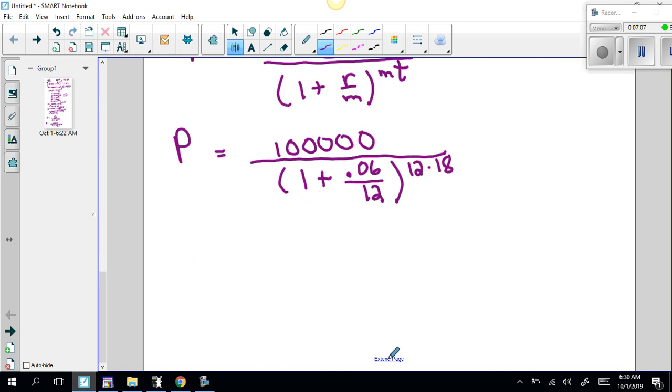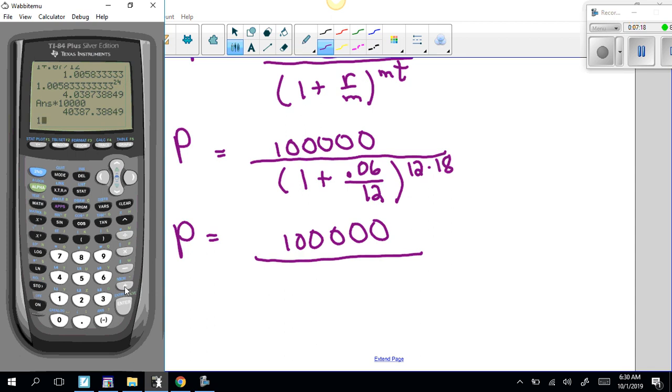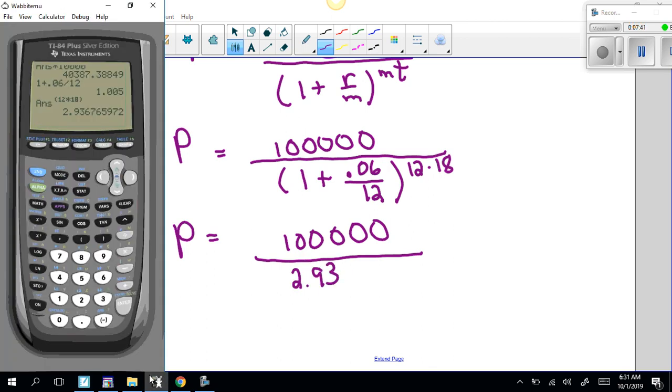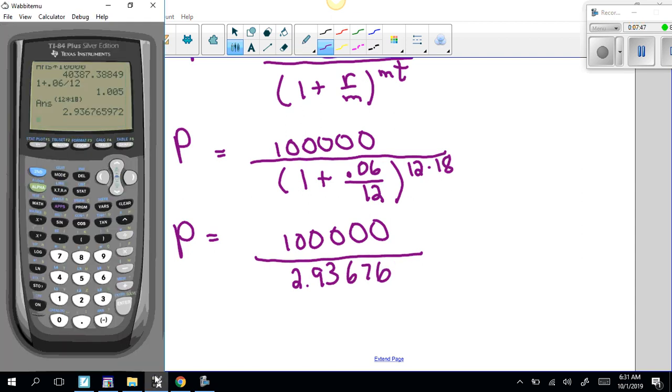So that's this problem here, and we've got to do our math, and I'm going to play it safe. I'm going to do it half on the calculator. 1 plus 0.06 divided by 12. Then I'm going to raise that to the 12 times 18. I should have done that calculation. So 2.93, 676, 5972.